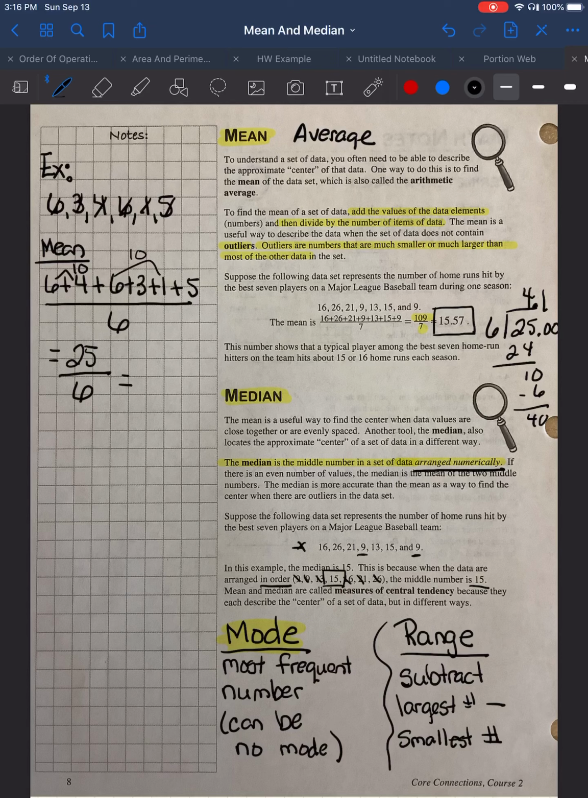I'm running out of space. 6 goes into 40 6 times. And it looks like it's going to keep going, but I'm going to stop there. And I'm going to say it's 4.16. I'm going to round to 4.2. So there we go. That is how I got my mean.